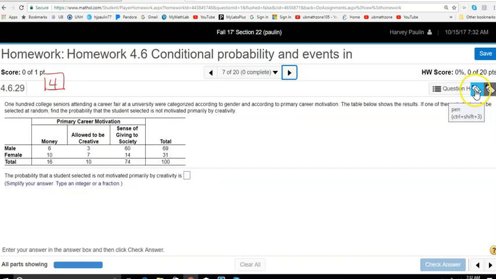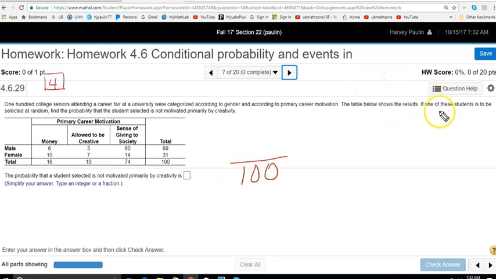Now in number 4, and be sure you put your box around it, we're looking at this data which relates to college seniors and what they are motivated by: money, creativity, a sense of giving to society. We have the female totals, we have male totals, we have the total totals. So fortunately we have 100. So that's going to be our sample space.